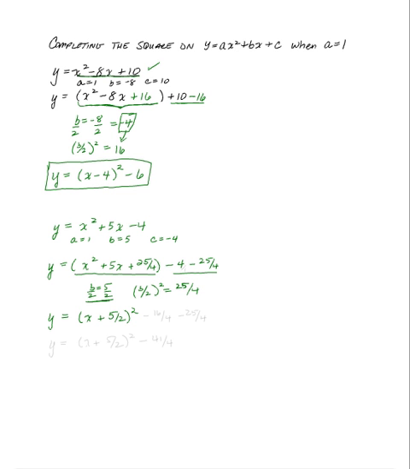Now I need to combine these on the outside. So to do that, since they're fractions, I need a common denominator. So I recognize that this is 4 over 1. So to get a common denominator, I need to multiply the top by 4 and the bottom by 4. So that'll make it 16 fourths minus 25 fourths. Now combine those together and we get x plus 5 halves squared minus 41 fourths. And we've completed the square on it.